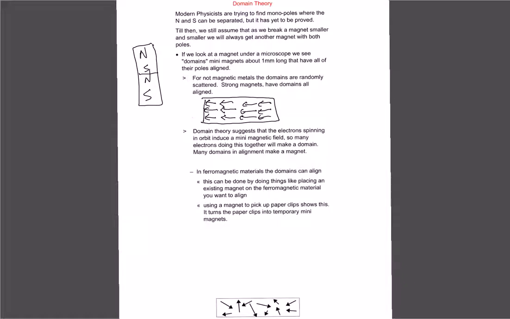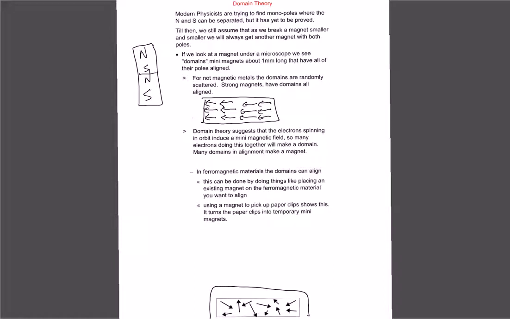So if you have a magnetic metal, basically what that means is all those domains are lined up and working together. If it's a non-magnetic metal, what we would get is this diagram at the bottom of the page. All the domains are scattered randomly, pointing against each other and canceling out, and so on.